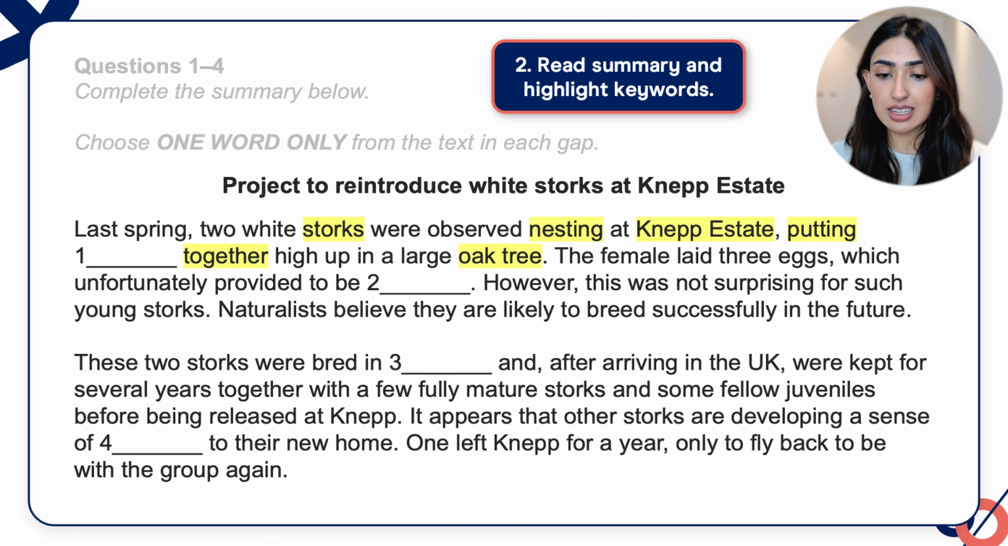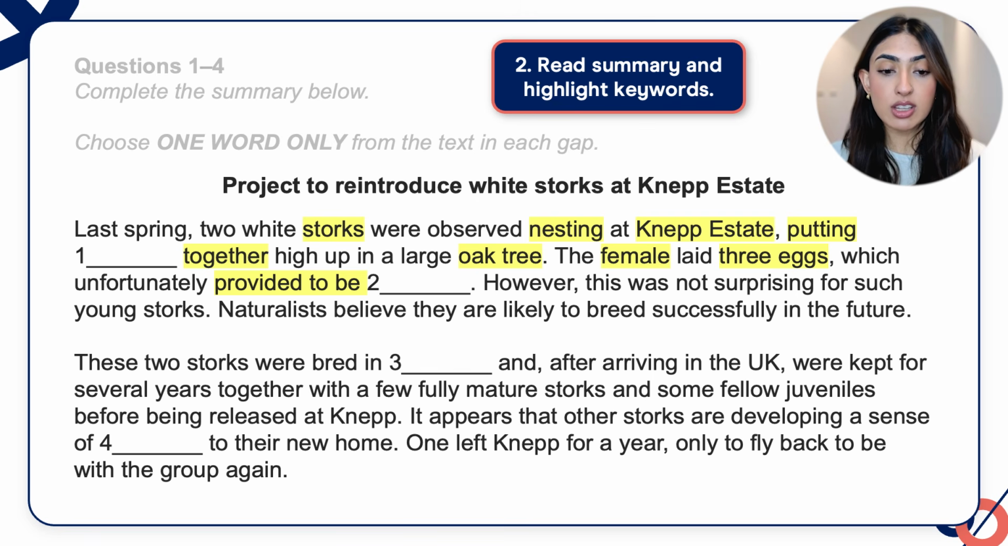Okay, in this sentence, I'll highlight female because it seems like a specific clue, 3 eggs because it's a specific number of something, and proved to be because it comes right before the blank. Great work so far. Let's read more of the summary.